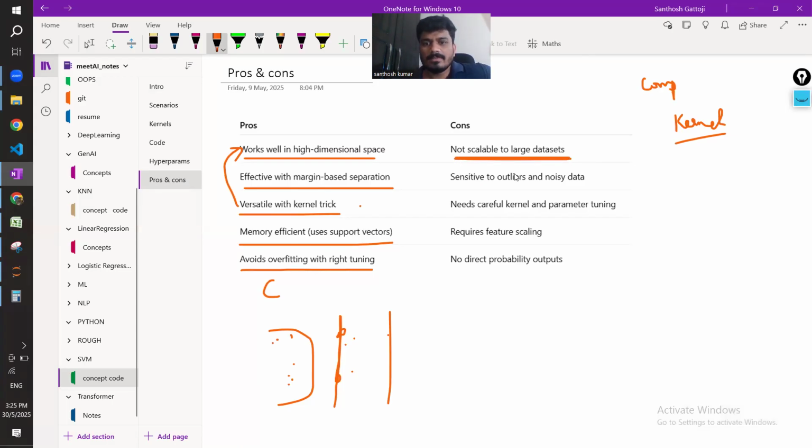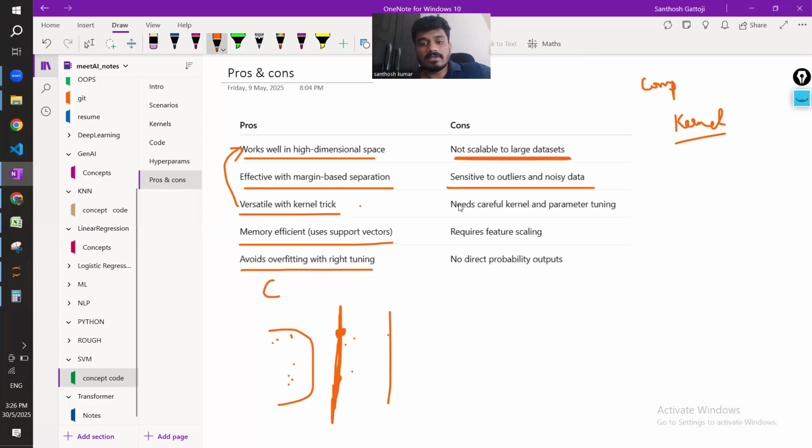It is also sensitive to outliers and noisy data. This is important because we don't have any outlier concept here. The whole success of SVM lies on the support vectors. That's the reason it's called support vector machine, because it focuses only on the support vectors and says, this is my plane. If these are perfect, I'm perfect.